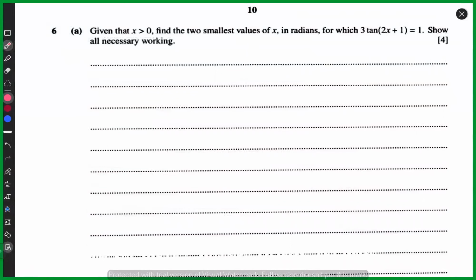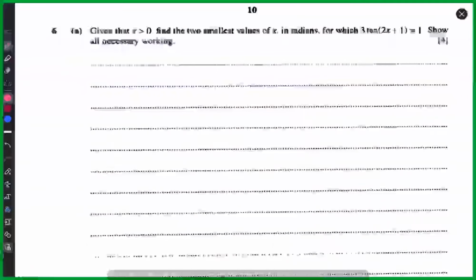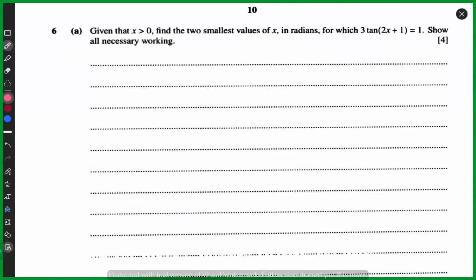Right, so this is basically the next question, and it says, given that x is greater than 0, find the two smallest values of x in radians for which 3 tan of the angle 2x plus 1 equals 1 holds. Show all necessary working. Okay, so it's very simple. The question has been made very, very complicated by using difficult terms and all of that, but it's just a trigonometric equation.